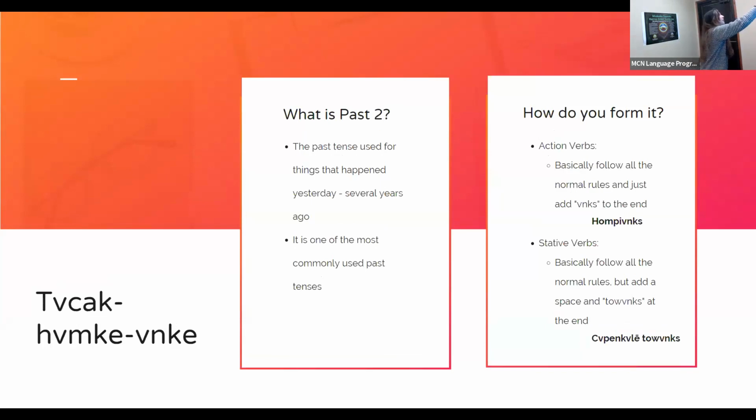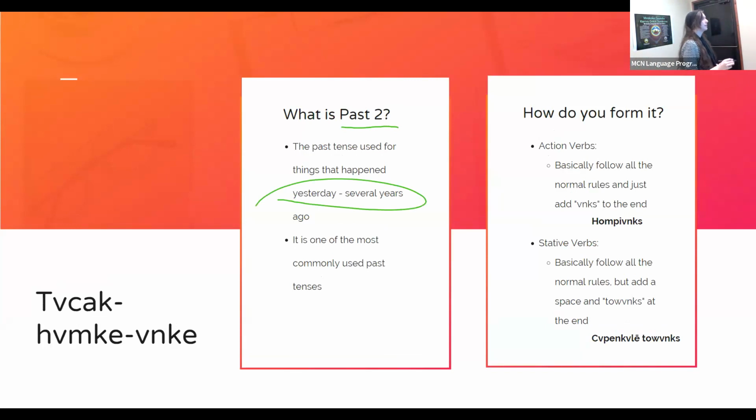Where's my annotate? Here we are. There we go. Okay. So first off, what is past 2? This is what we covered yesterday. The past tense that's used for things that happened yesterday to several years ago. And most importantly, it's one of the most common pasts that we use, because a lot of times, in everyday talk, we are probably talking about something that happened yesterday, a week ago, maybe a year ago.